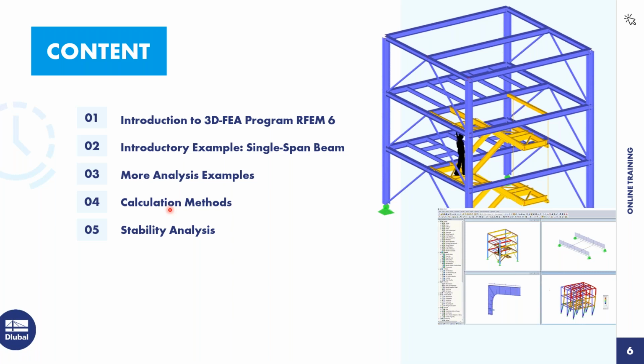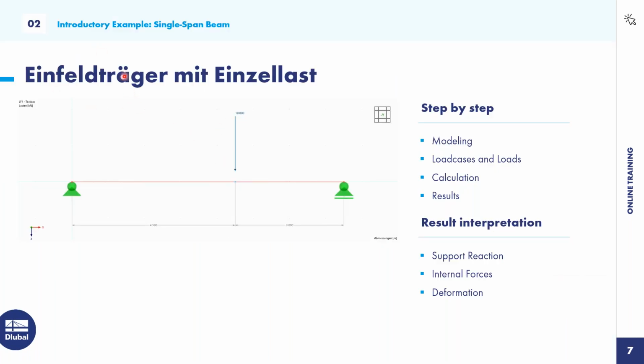What we do today is, first of all, I give you an introduction to the 3D FEA program Rfem 6. I will show you where you find all necessary tools, functions, options, and so on. Then together, we will do an introductory example, a very easy single-span beam with a single load. Then we continue with more analysis examples: continuous beam, frame, truss, and so on. Then I will give you a short overview of calculation methods, first-order and second-order theory analysis. And finally, a short introduction to stability analysis. Okay, so this will be our first example. It is a single beam with a single load, quite an easy example, and we will do these steps.